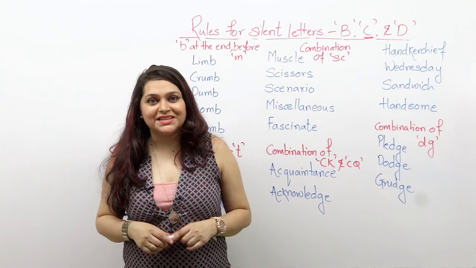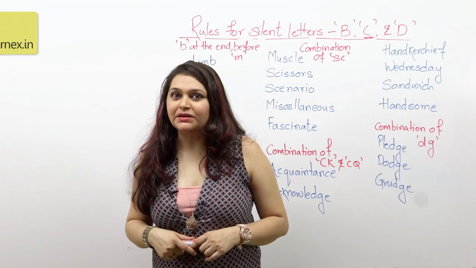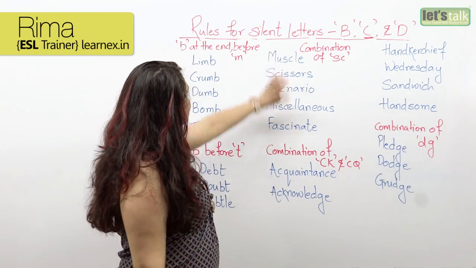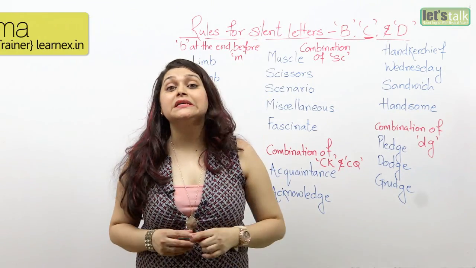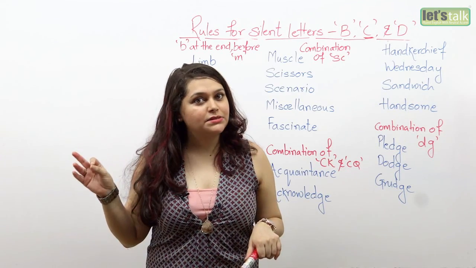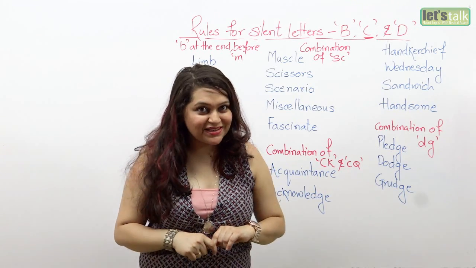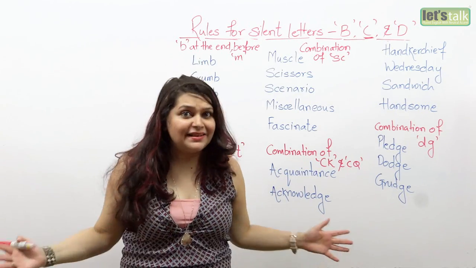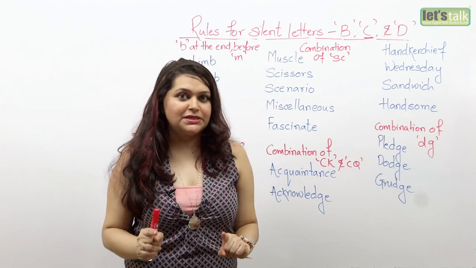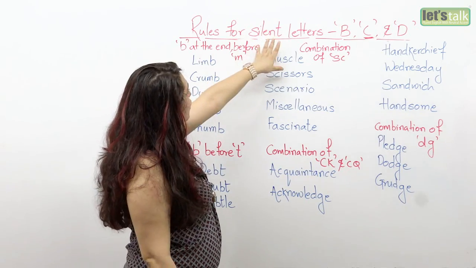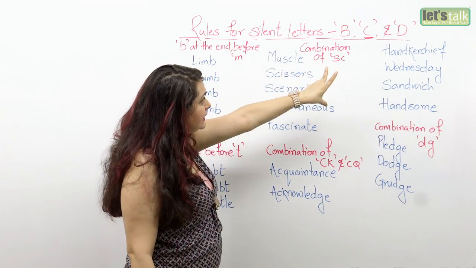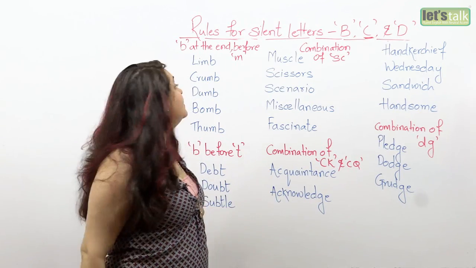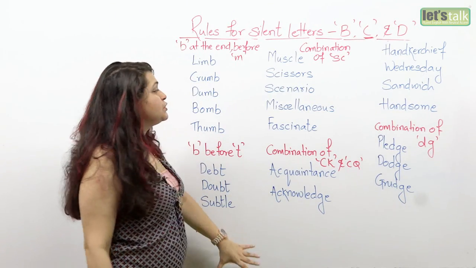Hello and welcome to today's lesson. My name is Rima and today's lesson is extremely interesting because I have for you certain rules for when certain letters are silent. I know it can get very confusing in English as to which alphabet is silent when, and it can be a complete nightmare. I'm going to take care of your nightmare today. I'm going to talk about rules for when letters B, C, D are silent in certain words. Okay, so I've listed out the words and the rules over here.